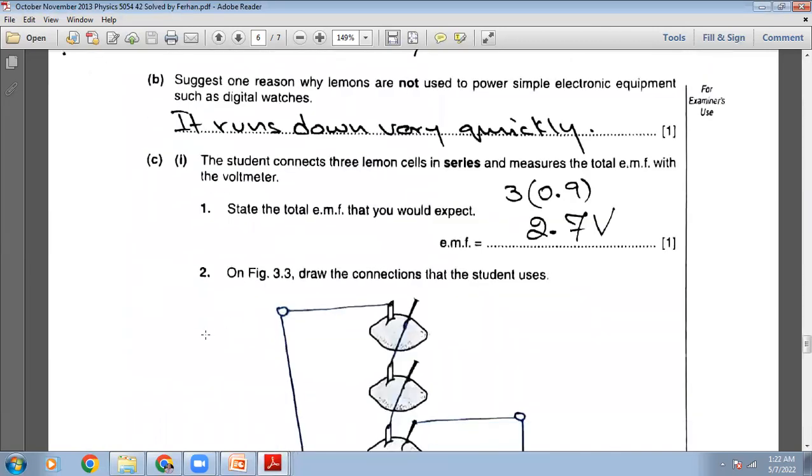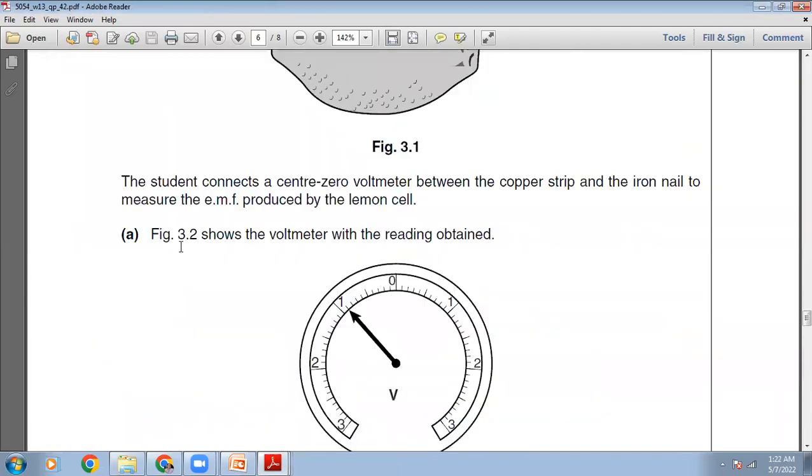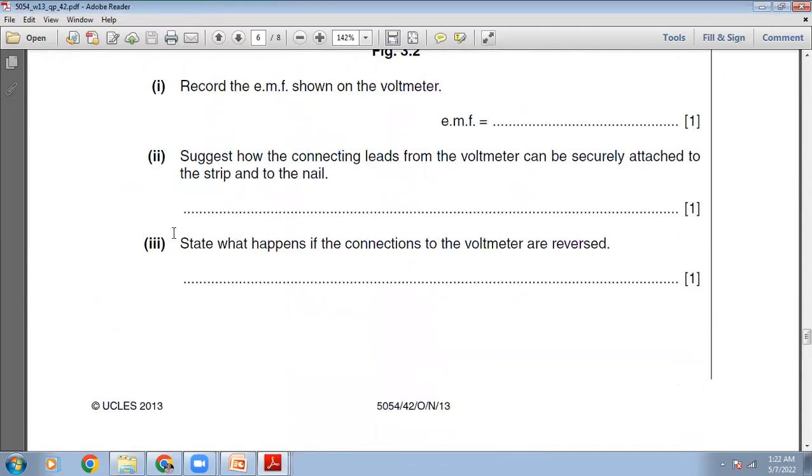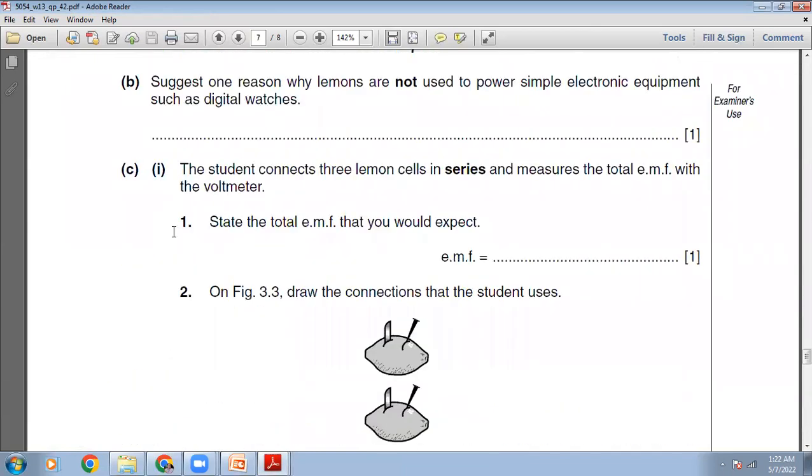He says, suggest one reason why the lemons are not used to power simple electronic equipment such as digital watches. We do not use the lemons for batteries because they run down very quickly and they are not reliable. Okay, so hopefully you understand this. Okay, we are done with this.